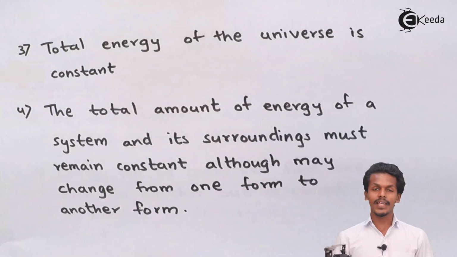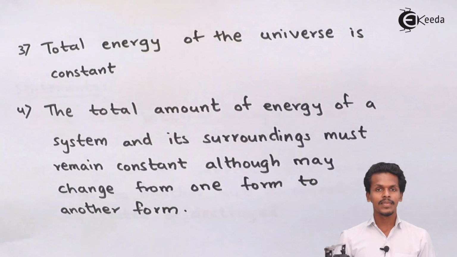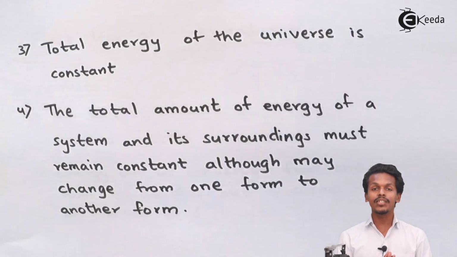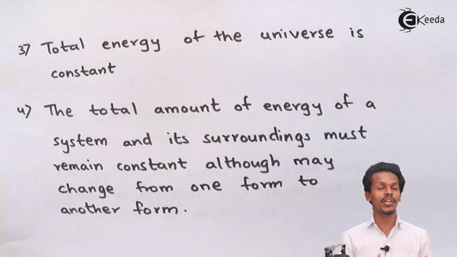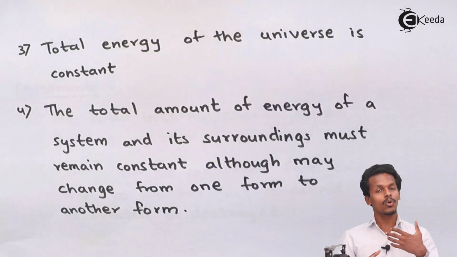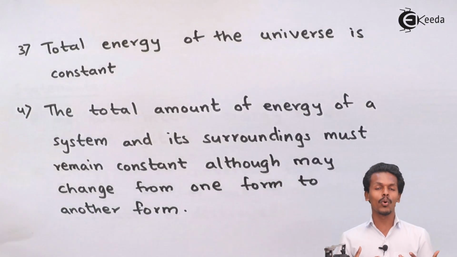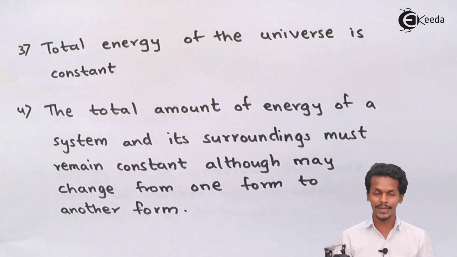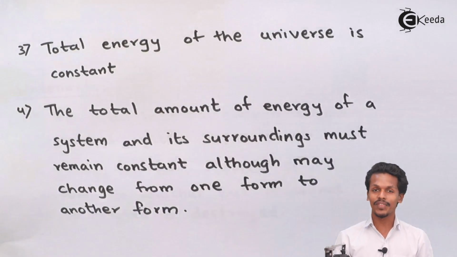The third statement says that the total energy of the universe is constant. Yes, that is fine, because the energy cannot be created and energy cannot be destroyed. That means no extra energy is being created and no energy is being destroyed. So the overall energy of the whole universe is constant. Even this implies the first law of thermodynamics.